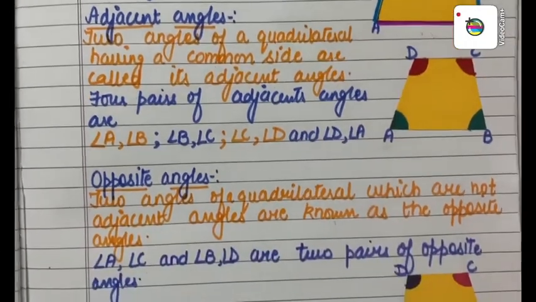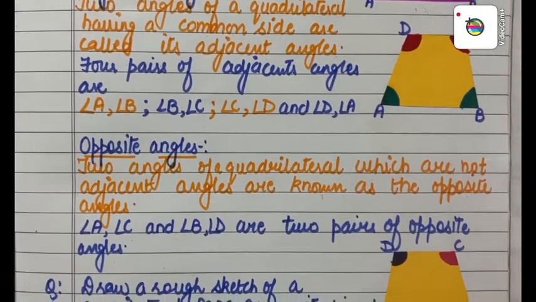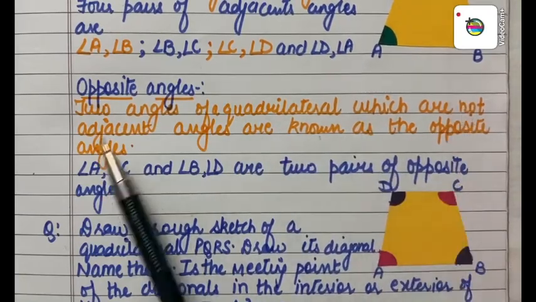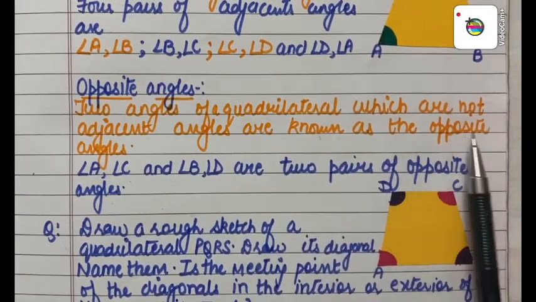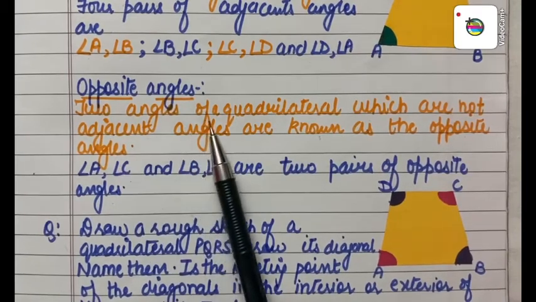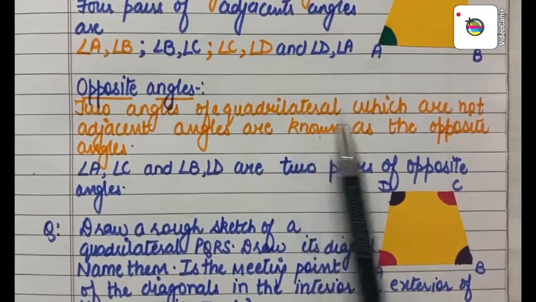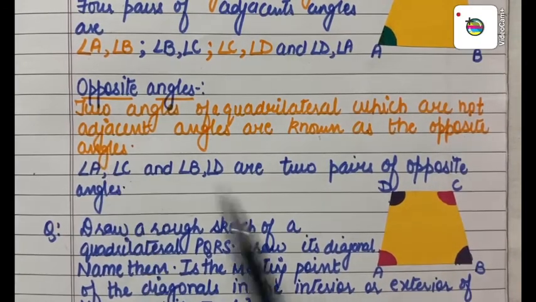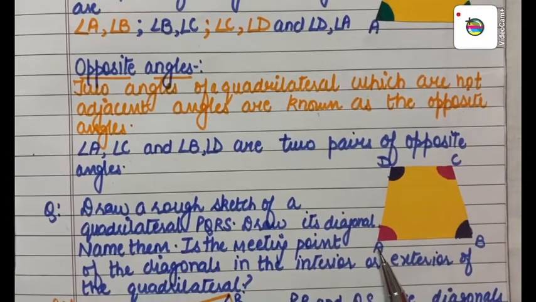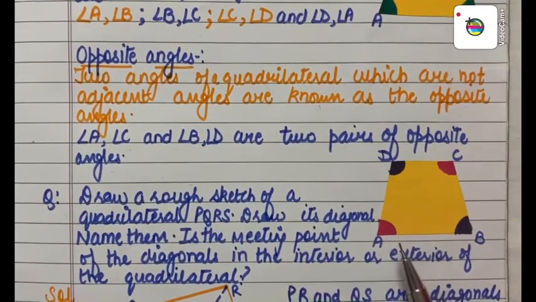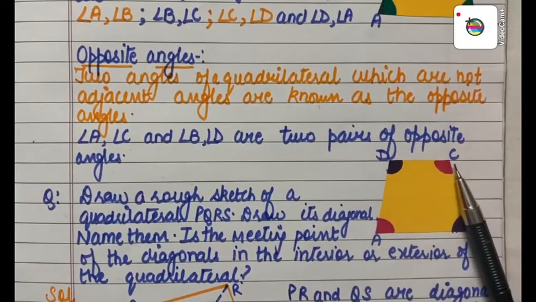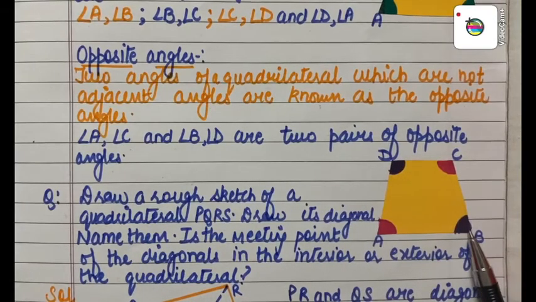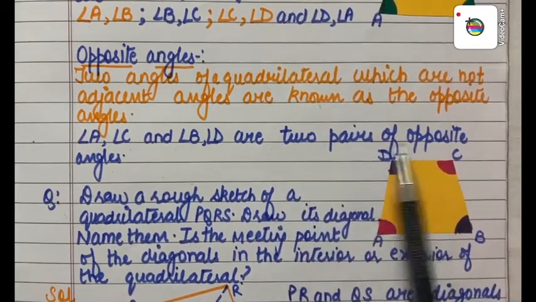So now the next one is opposite angles. So now what are opposite angles? Two angles of a quadrilateral which are not adjacent angles are known as opposite angles. It means the two angles of a quadrilateral which are not having any common side between them, they are known as opposite angles. So here we are again having the quadrilateral ABCD. Here angle A and angle C are not having any common side between them. So it is the first pair of opposite angles. Similarly, angle B and angle D, that is the second pair of opposite angles.